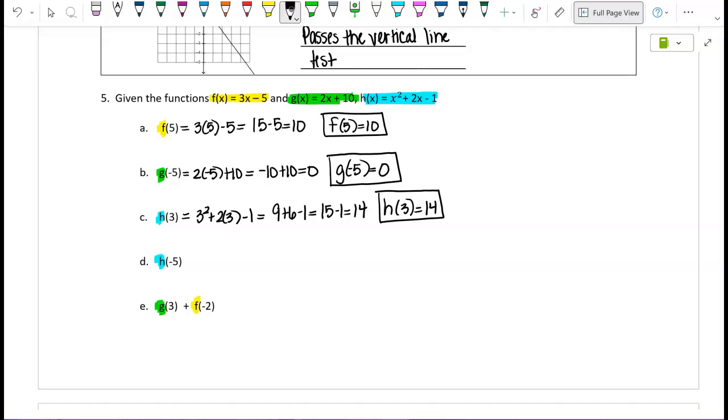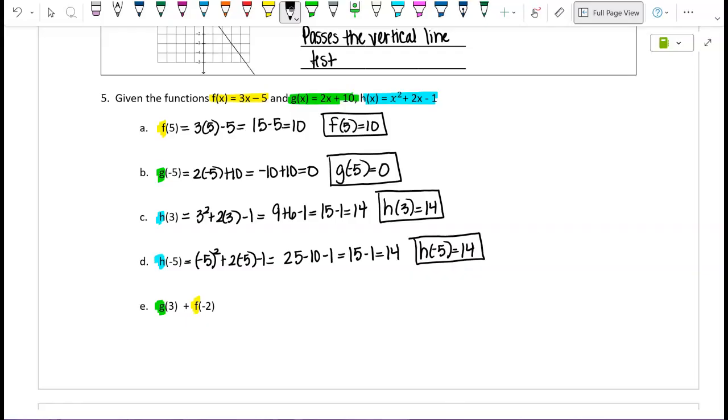H of negative 5. This one has a square in it, so we have to make sure we put that negative 5 in parentheses. So negative 5 squared plus 2 times negative 5 minus 1 is 25 minus 10 minus 1. 15 minus 1 equals 14. So H of negative 5 equals 14.